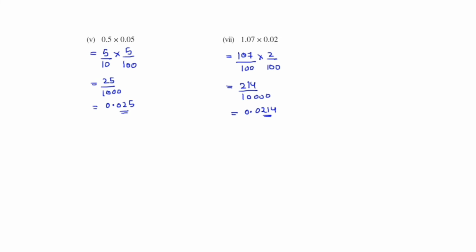Clear how to do this type of questions? Just count the number of zeros, and in the numerator, suppose you don't have that number of digits, just write 0 going from right to left, and then put the decimal point. Clear? In this way we will do this type of questions.